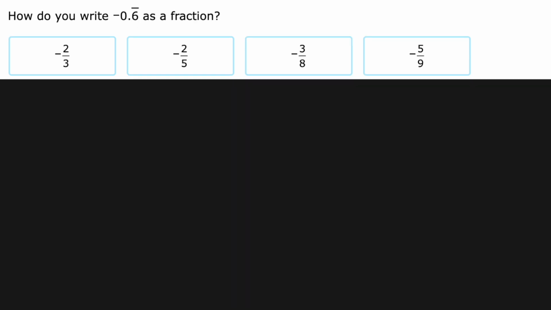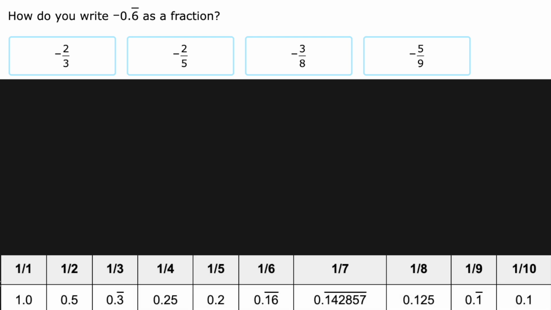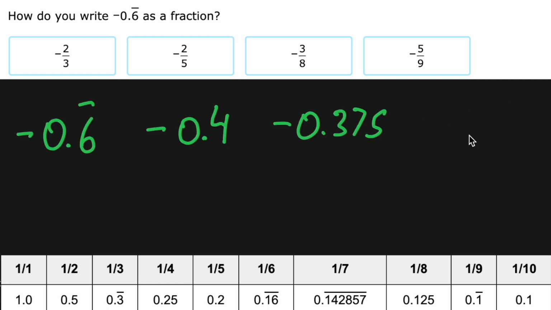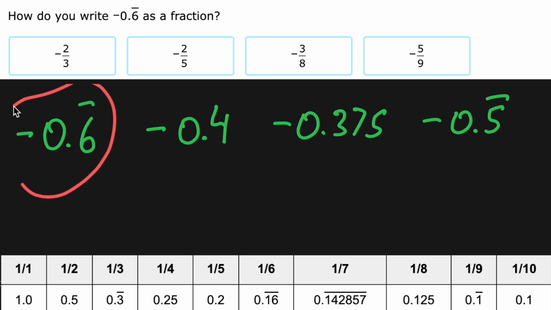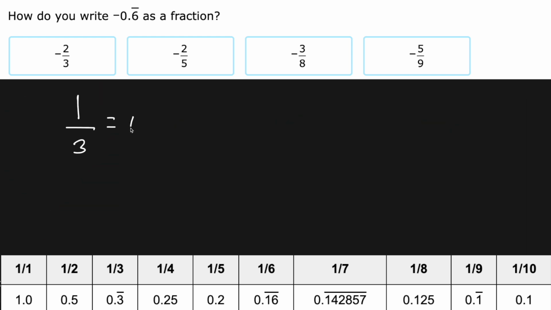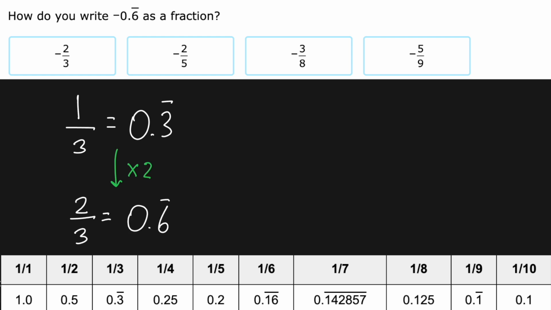Now, when it's time to convert decimals into fractions, it helps a ton to memorize all of your unit fractions, so I'll keep those below. And if you're ever stuck or unsure, you can always enter each one of the answers into your calculator and see which one lines up with the decimal in the question. But in this case, you can see that 0.6 repeating is just twice as big as 0.3 repeating. So this must be -2/3.